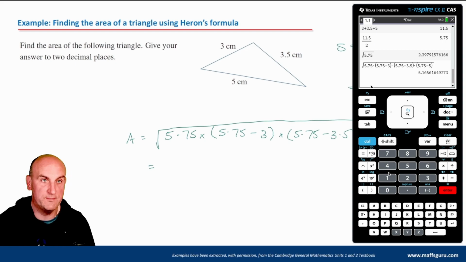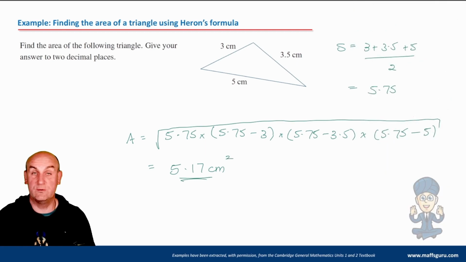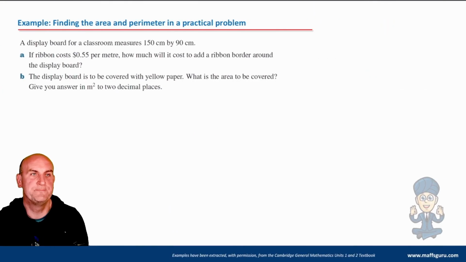So my area is going to be, correct to 2 decimal places, 5.17 centimeters squared. And again, I've got a video on rounding to decimal places. It's really important in this whole course that you know how to round to decimal places. Find the area and perimeter in a practical problem.